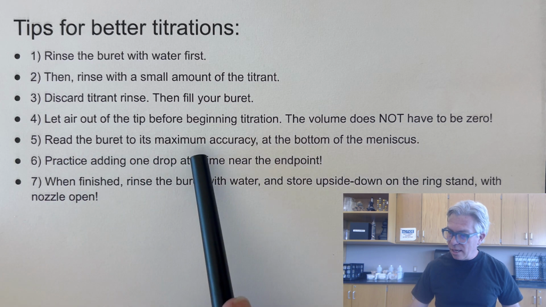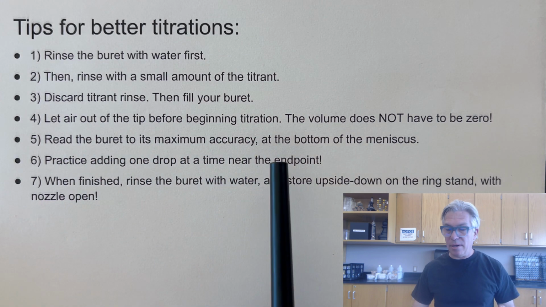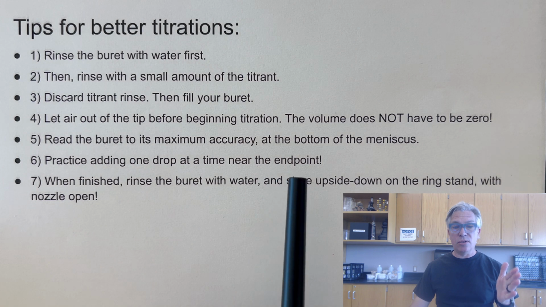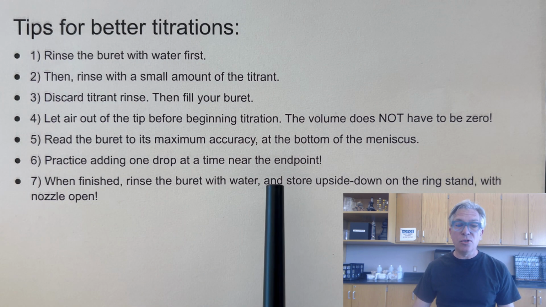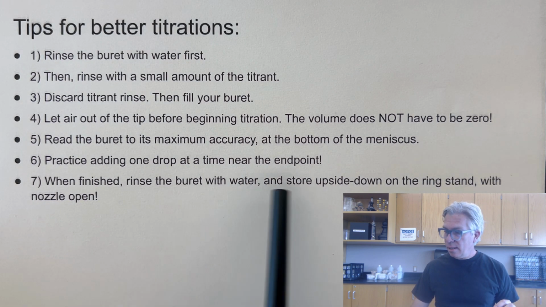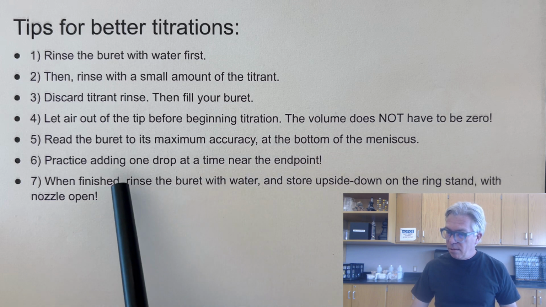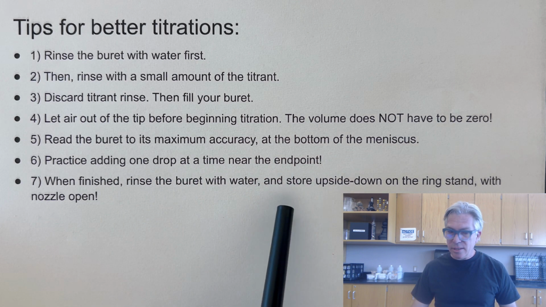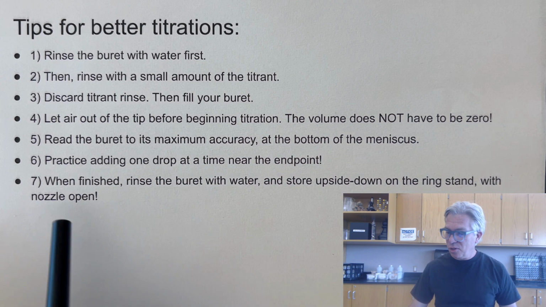Read the burette to its maximum accuracy at the bottom of the meniscus. So if your burette goes to the tenth place in milliliters, you should report to the hundredths. Or if it goes to the hundredths, give it to the thousandth. Make sure to estimate. Practice adding one drop at a time near the end point. It just takes practice, one drop at a time.